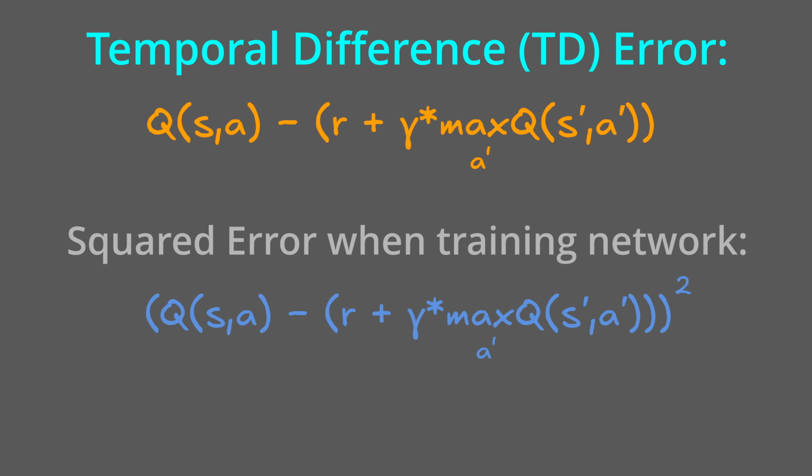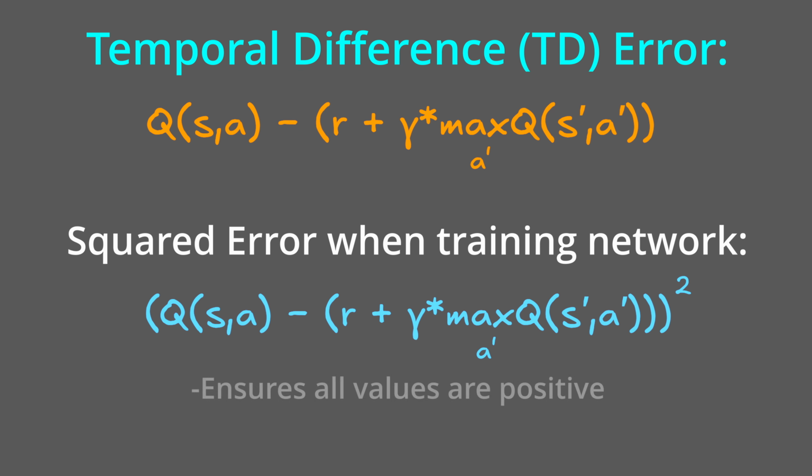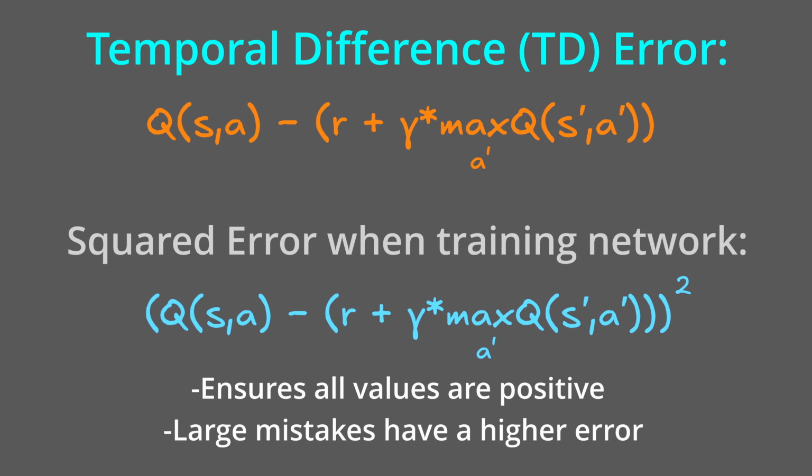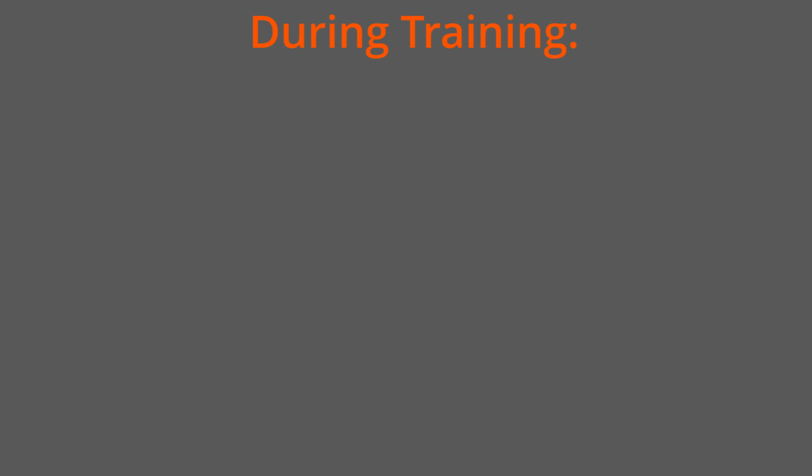When training the neural network, we square this error. Squaring does two useful things. It makes all error positive, so negative and positive mistakes don't cancel out, and it punishes large mistakes more heavily than small ones. During training, we repeat this process constantly.